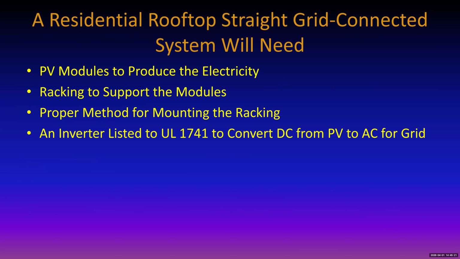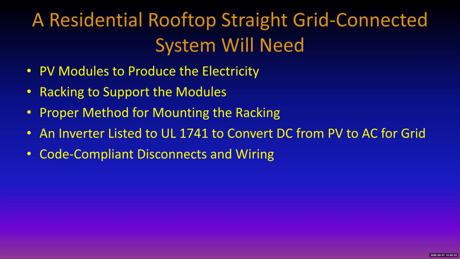UL 1741 says that if you're going to make AC electricity with this thing you want to sell to the utility, it better be good AC electricity. It better be utility grade. And not only that, your inverter has to be smart enough to know that if the grid goes down, the inverter has to shut down, because we do not like individual power stations feeding the grid. When the grid is down, we have somebody out there trying to fix it.